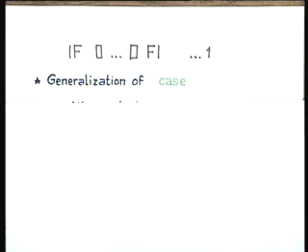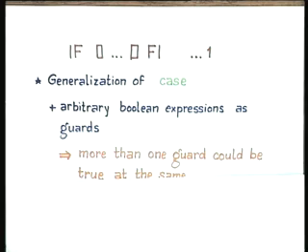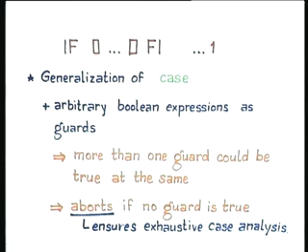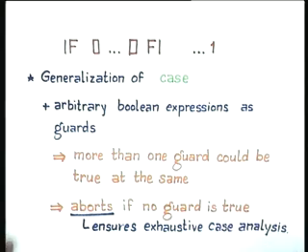Okay. So, let us summarize the properties of non-determinacy in general and if in particular maybe. It is a generalization of the case. You can use arbitrary Boolean expressions as guards. More than one guard could be true at a time. It aborts if no guard is true. This is for the if.